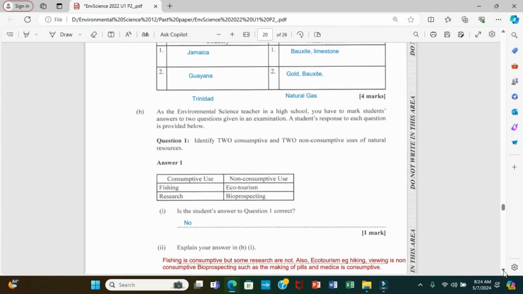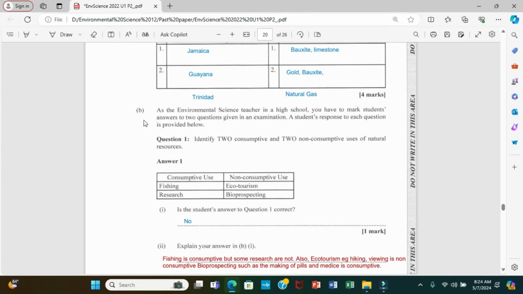Alright, the B part of the question says, as an environmental science teacher in a high school, you have to mark students' answers to two questions given in an examination. A student's response to each question is provided below. Question 1 was to identify two consumptive and two non-consumptive uses of natural resources. Now the answer that the student gave was fishing and research for consumptive use, and for non-consumptive, the student gave ecotourism and bioprospecting.